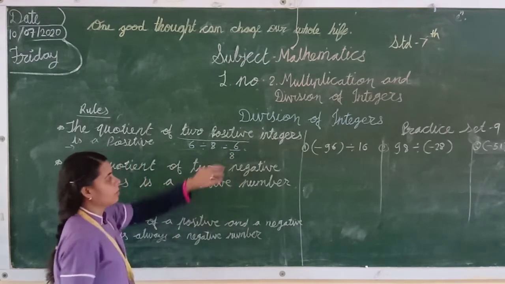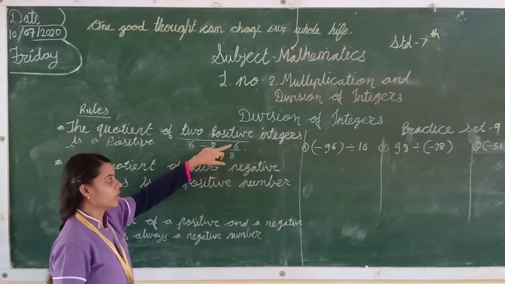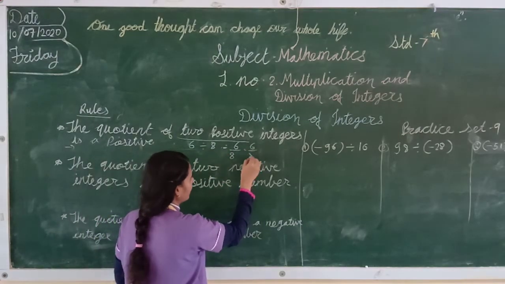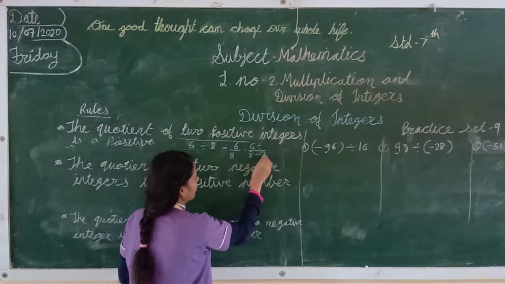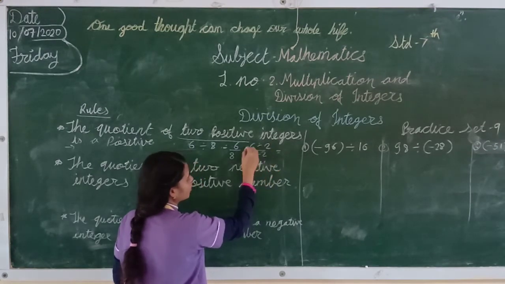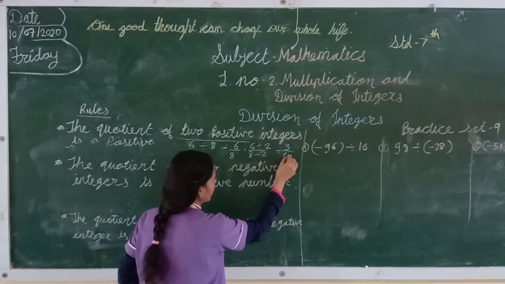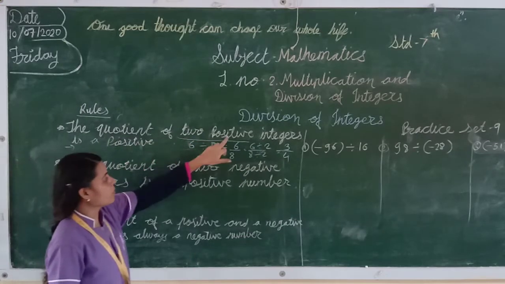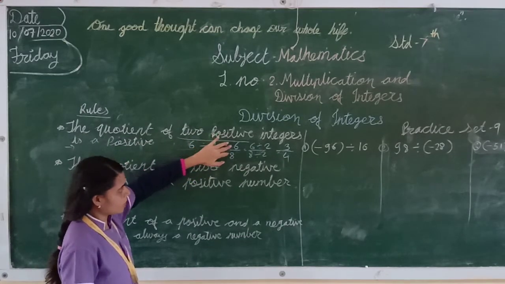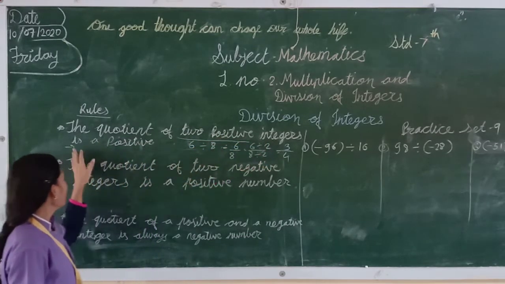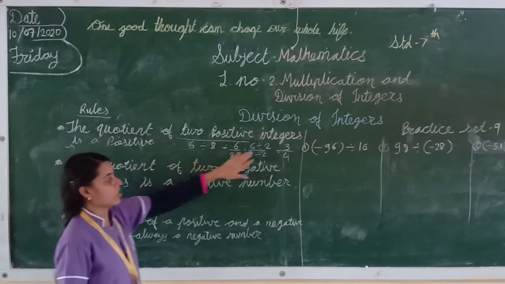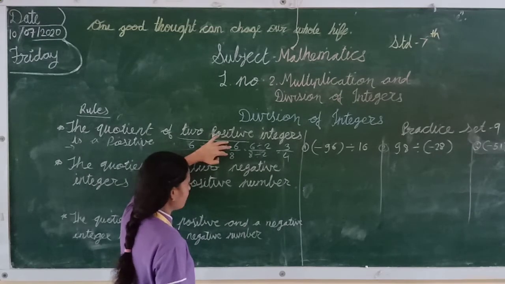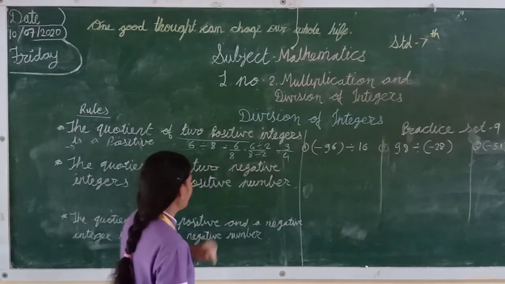Students, both numbers 6 and 8 come in the table of 2, so we will divide by 2. 2 threes are 6 and 2 fours are 8. Understood, students? When the quotient of two numbers, both positive integers, is taken, the answer also becomes positive, because both are positive.